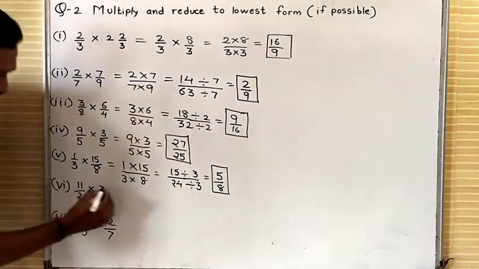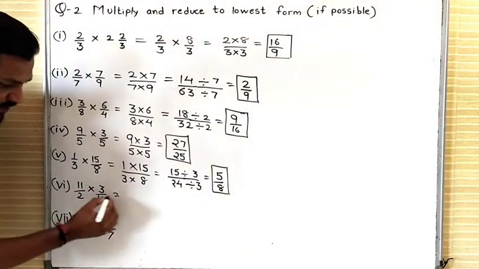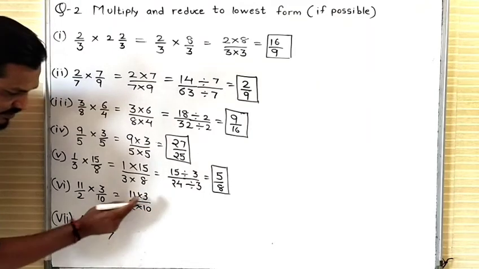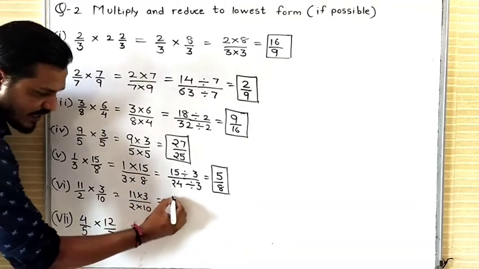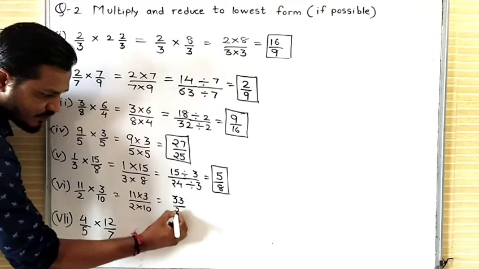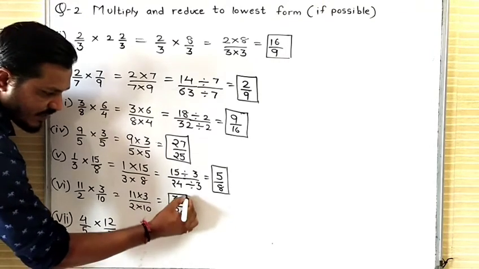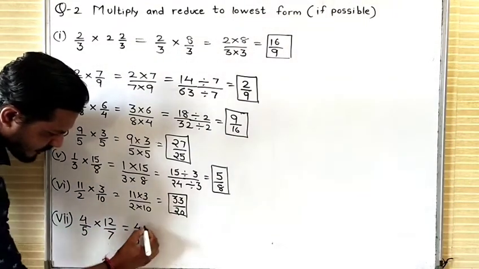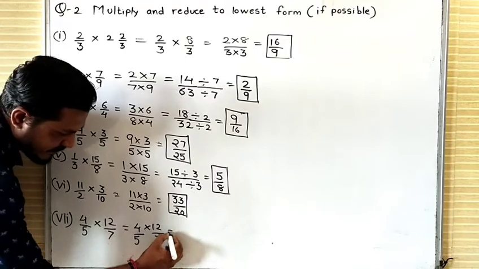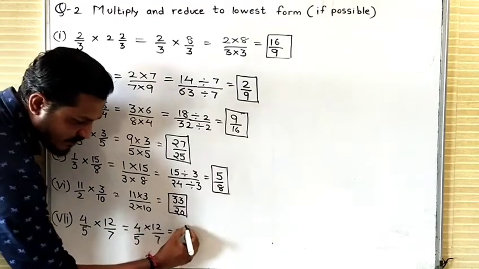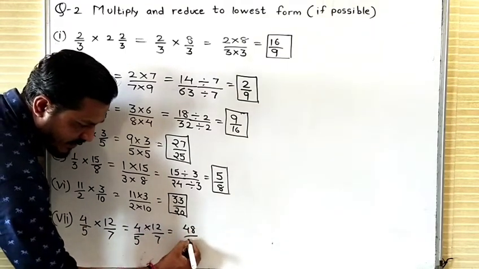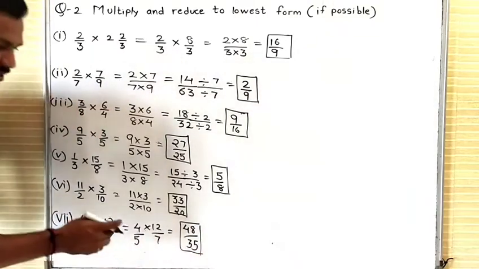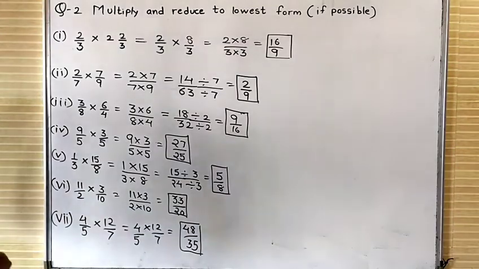Then 11 by 2 into 3 by 10. So 11 3s are and 2 10s are. Here nothing is possible to cancel. So 11 3s are 33 and 2 10s are 20. This is how we got our value. Then 4 by 5 into 12 by 7. So 4 12s are 48 and 7 5s are 35. This is how you have to do. See whether it is possible to do cancellation or not.